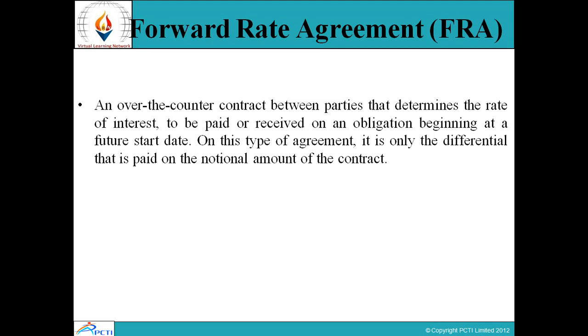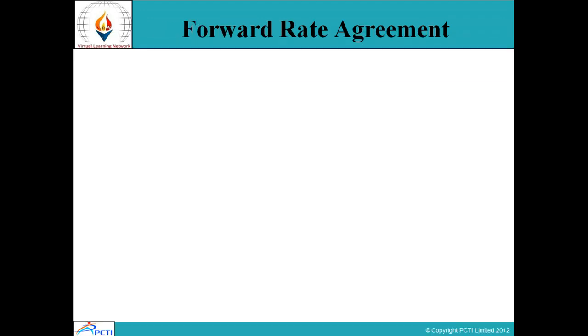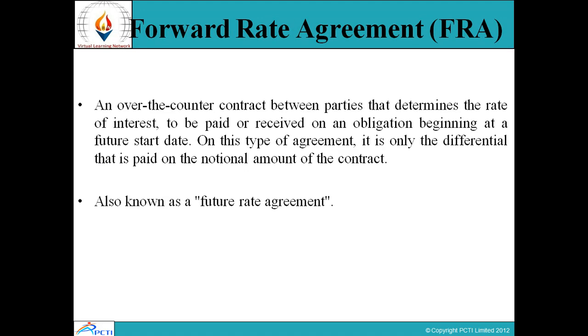Then forward rate agreement, FRA. An over-the-counter contract between parties that determines the rate of interest to be paid or received on an obligation beginning at a future start date. In this type of agreement, it is only the differential that is paid on the notional amount of the contract. It is also known as a future rate agreement.